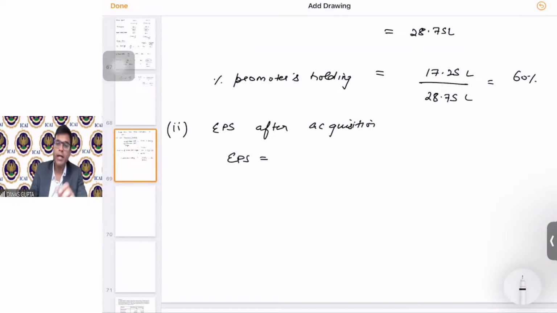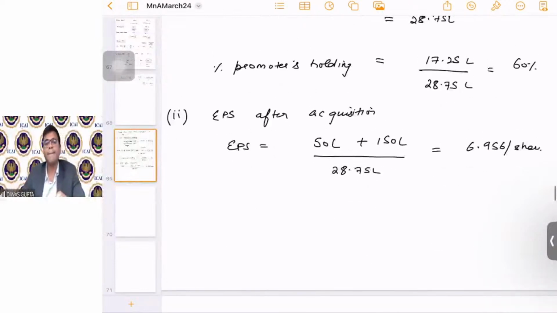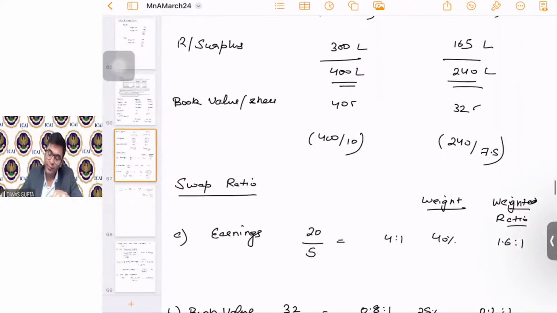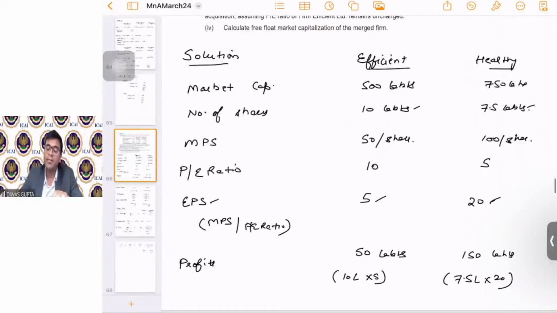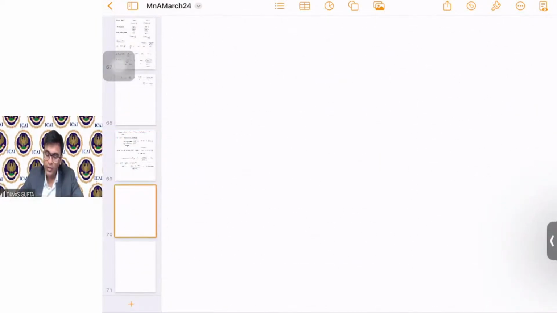EPS can be calculated by clubbing the earnings: 50 lakhs plus 150 lakhs, which we calculated above while organizing our data, divided by 28.75 lakhs, the total number of shares. So this becomes 6.956 per share. The EPS after acquisition has become 6.956 per share. The EPS before acquisition was 5 rupees, so 5 rupees has moved up to 6.956 per share, which is a good sign, right?